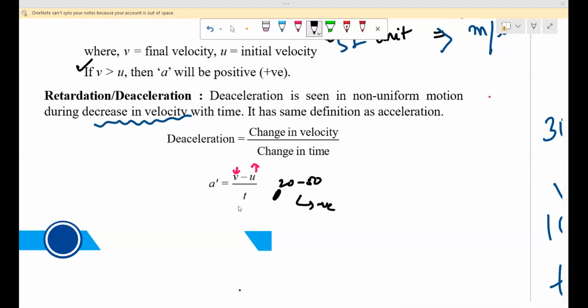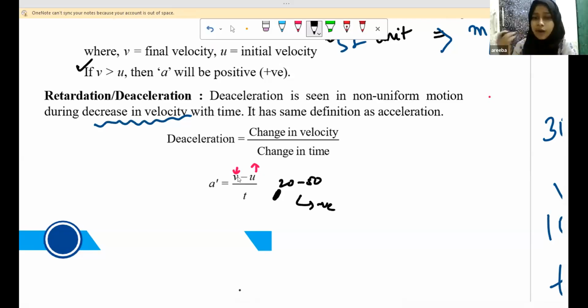Okay, ma'am. Let's say it was 50. Initially the body started at 50 kilometer per hour. Now, ma'am, let's say the body came to rest. To rest it came. That means it became 0.